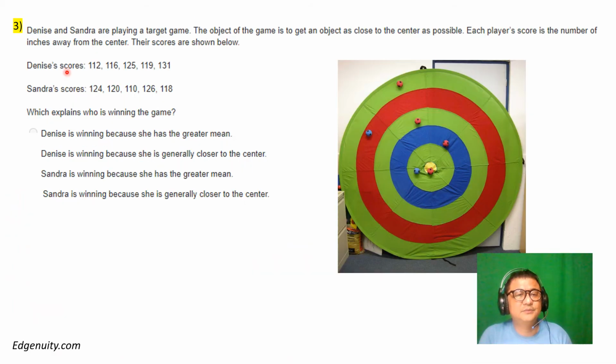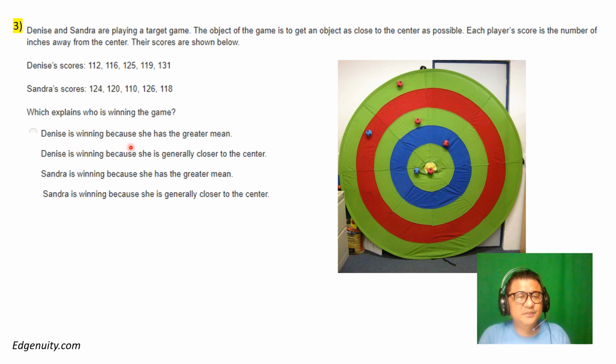Okay, let's read the next problem. Denise and Sandra are playing a target game. The object of the game is to get an object as close to the center as possible. Each player's score is the number of inches away from the center. Their scores are shown below. So these are the scores of Denise. These are the scores of Sandra. You want to be closer to the center. Okay. Which explains who is winning in the game.